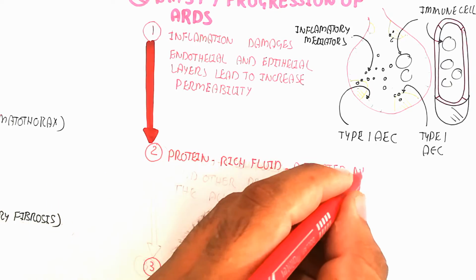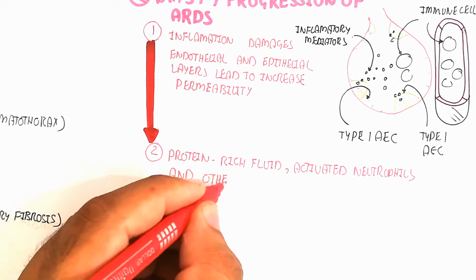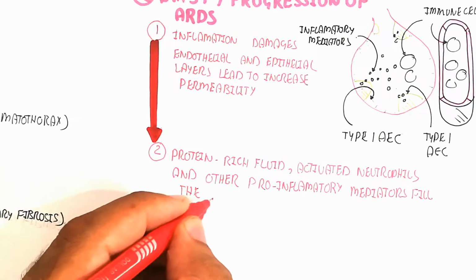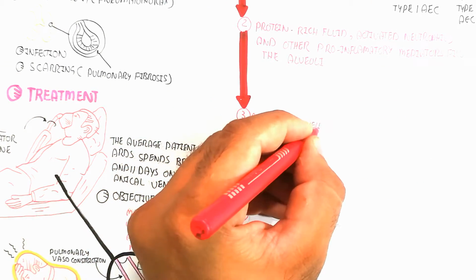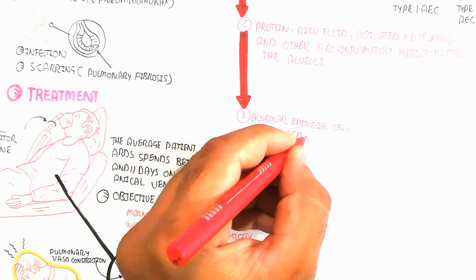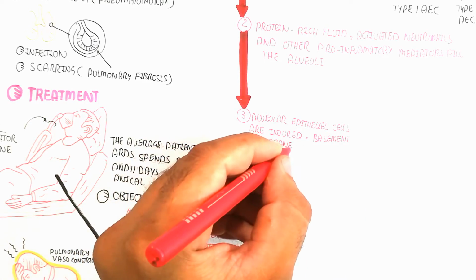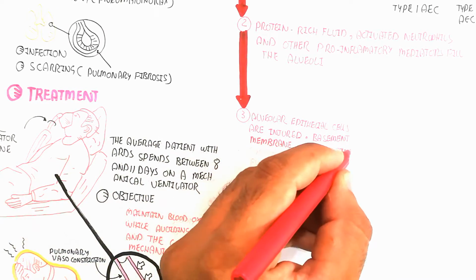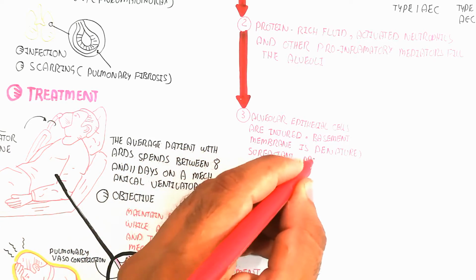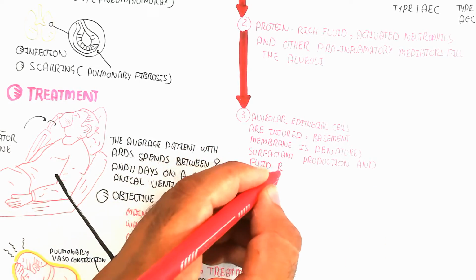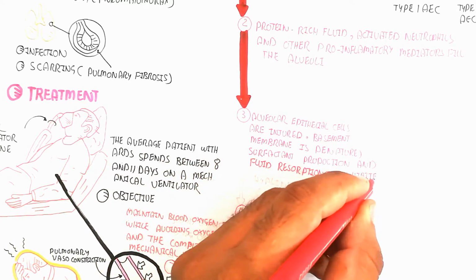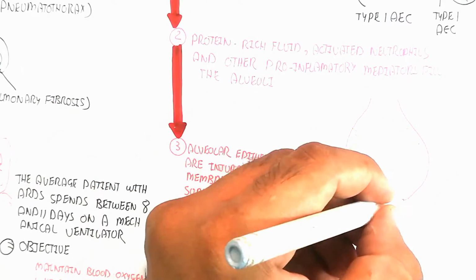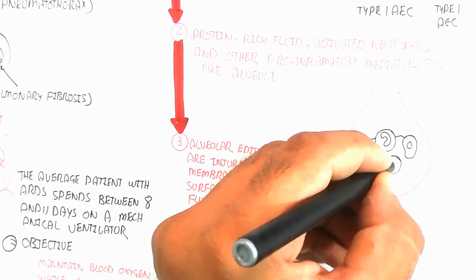This is the normal and the abnormal function of the type 1 AEC. This increases the inflammatory mediators, and the protein-rich fluid activates the neutrophil, and the other pro-inflammatory mediators fill the alveoli. The alveoli fill with pro-inflammatory mediators and recruit neutrophils, basophils, and mast cells for the innate immune response to clear the debris and proteins, for example albumin protein.